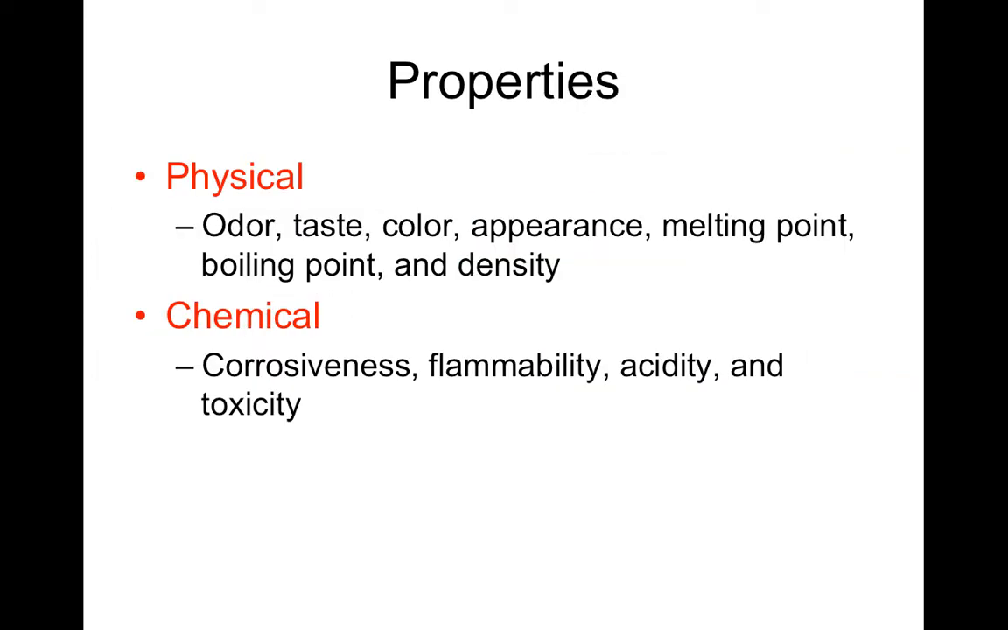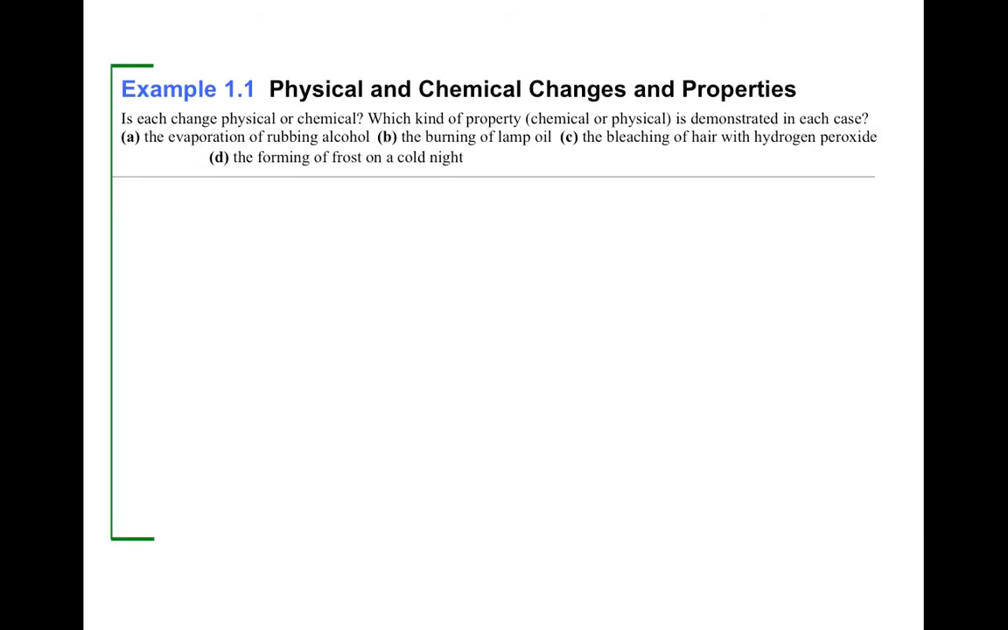All right, so let's look at physical properties and chemical properties. Physical properties are odor, taste, color, appearance, melting point, boiling point, density, and such. Chemical properties are things like corrosiveness, flammability, acidity, and toxicity. Essentially reactivities, right? Chemical reactions, reactivity. So these are physical and chemical properties, and let's move on to an example then. Physical and chemical changes and properties. This is in your textbook on page 10.